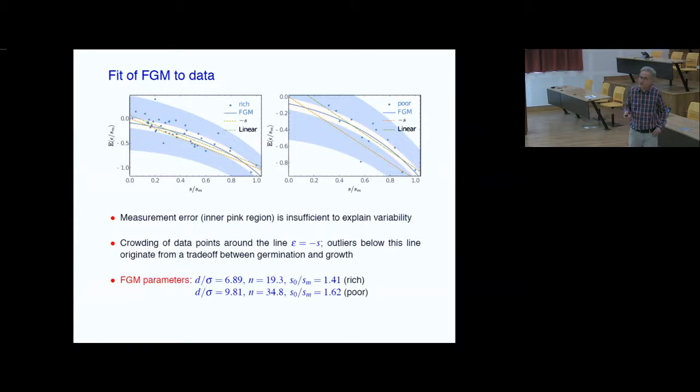So there are actually three parameters. There is the distance from the optimum relative to the standard deviation of the mutations, which is about 7 or 10. This is the number of dimensions, and this is the ratio of the true limit of fitness. So S0 is essentially the selection coefficient that you would get if you went all the way to the optimum, and Sm is the maximum selection coefficient that is actually observed. So it's a kind of consistency check that this number is greater than 1, because if it were smaller than 1, then the model wouldn't be consistent. But this is what you get.